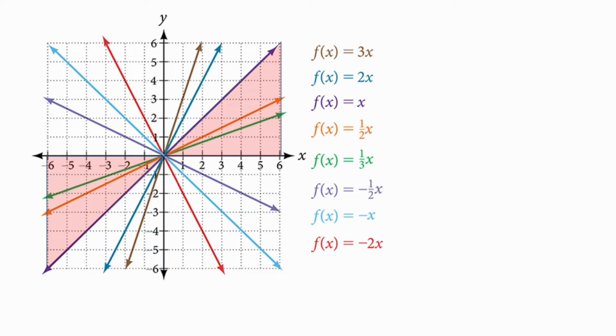Now if I look at these lines between y equals x and y equals 0, I can see that all their slopes are less than 1 but bigger than 0. So as the slopes get smaller and smaller, they're becoming closer and closer to a horizontal line.